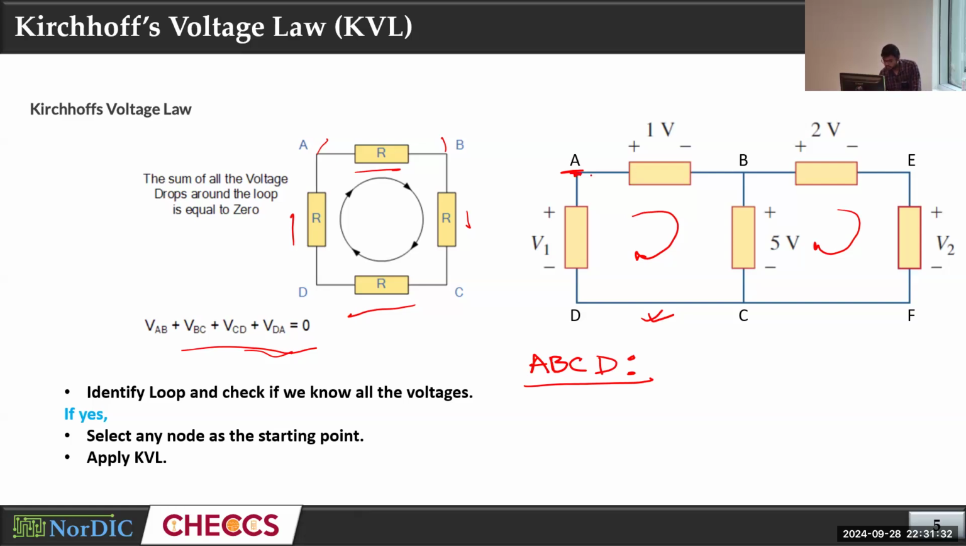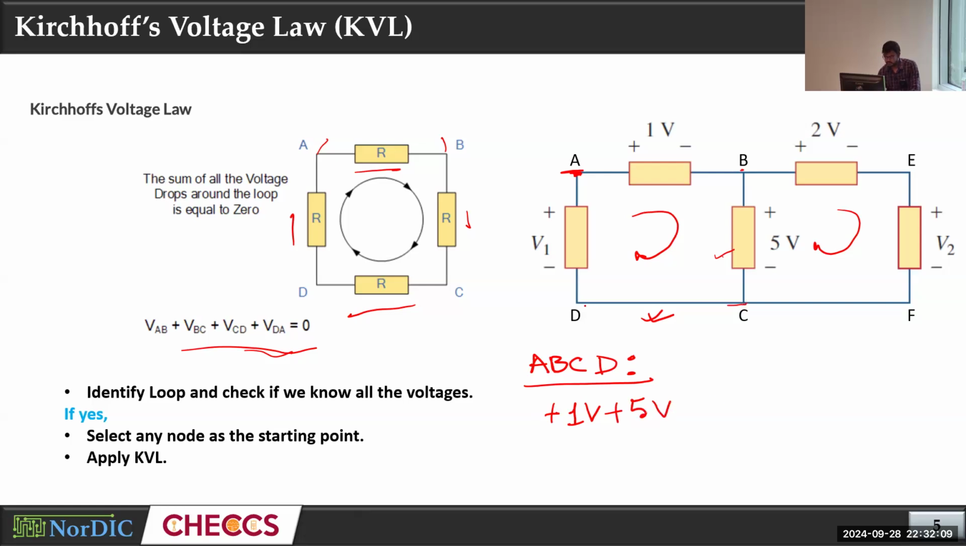If we start at A, what do we first see? We first see this element, which has a voltage of 1 volt. You have to see what polarity we first encounter. We first encounter the positive polarity here, so this voltage will be treated as positive. Plus 1 volt. Then we go to B. Now which way should we go? BE or BC? BC, because we are in the ABCD loop. So we go in this direction. Again we encounter positive first, so we will have plus 5 volt.